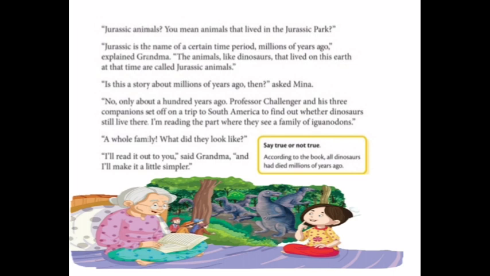So when Grandma was describing the book, our Mina got a doubt whether these Jurassic animals are the animals that are living in Jurassic Park. What is your opinion? Let's see what the real Jurassic animals are. Jurassic is the name of a certain time period millions of years ago. So Jurassic animals means animals which lived on our earth millions of years ago. Grandma explained this clearly to our Mina. The animals which were living on our earth during that period are called Jurassic animals.